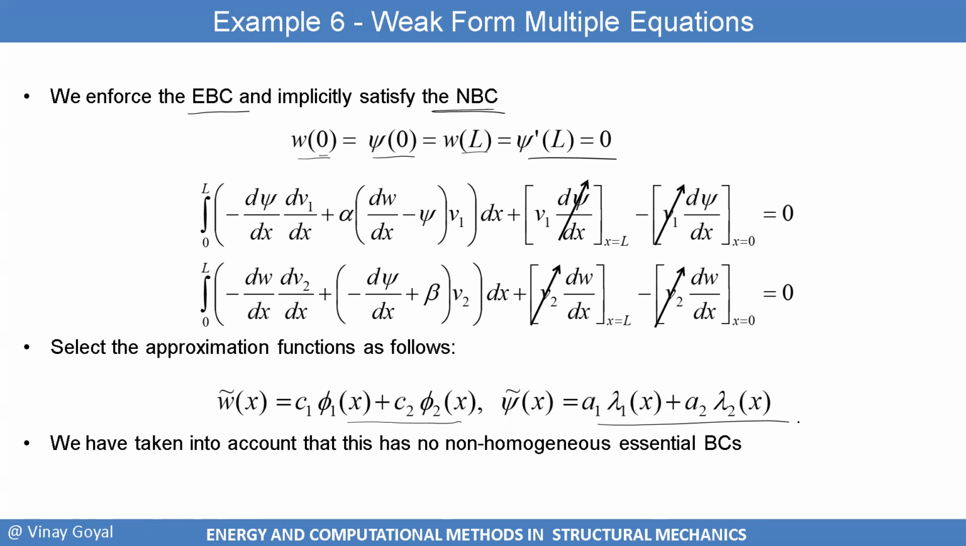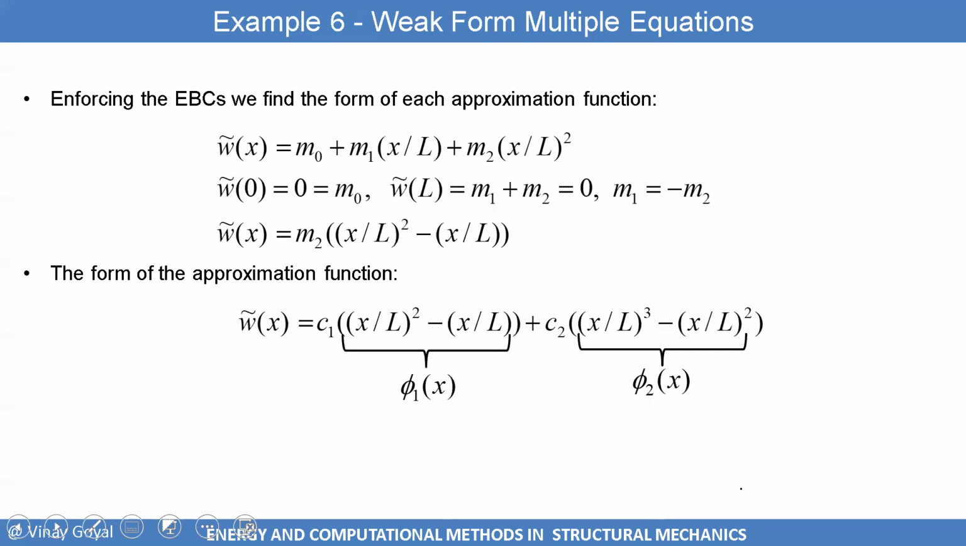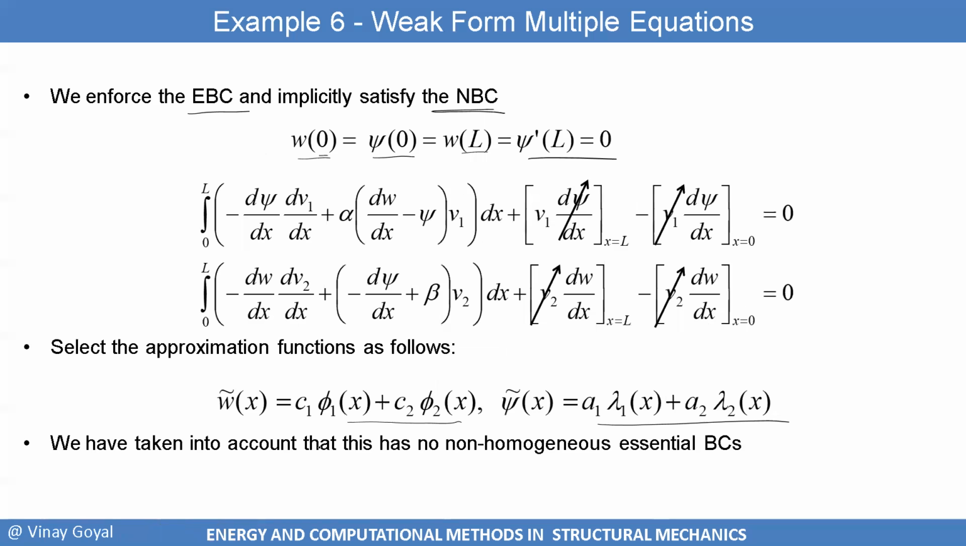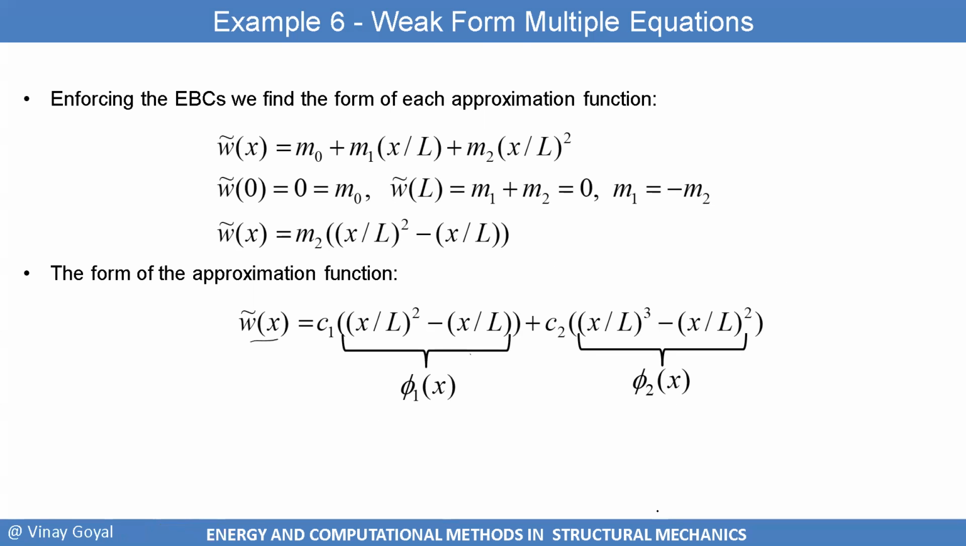That's pretty nice. And I selected W tilde like that because W tilde that way satisfies this condition and that condition. So at x equals 0, I get 0. At L, I get 0. So that's a good approximation function to select.